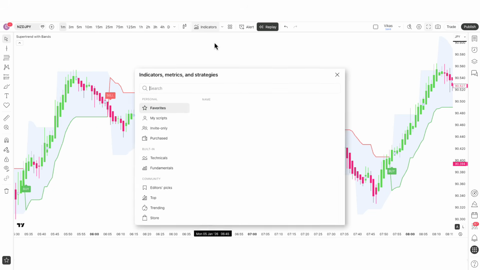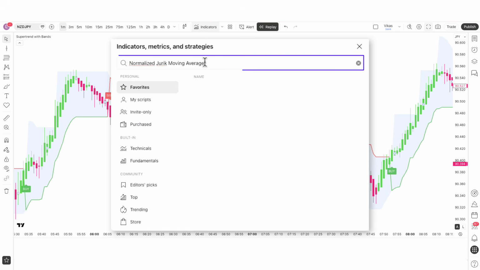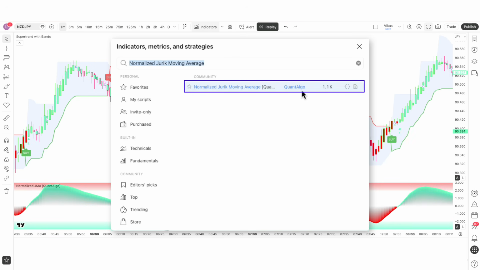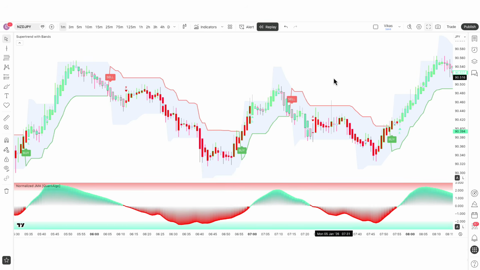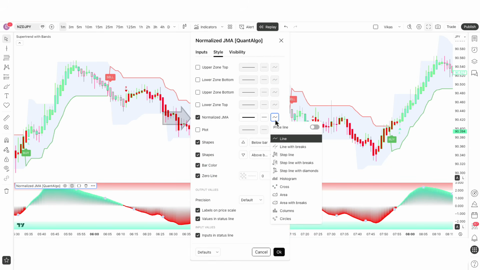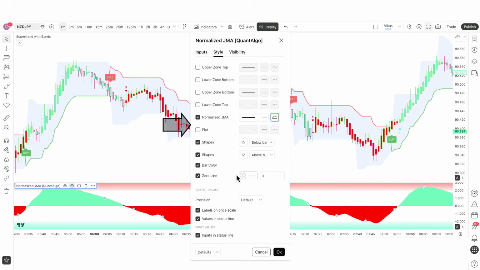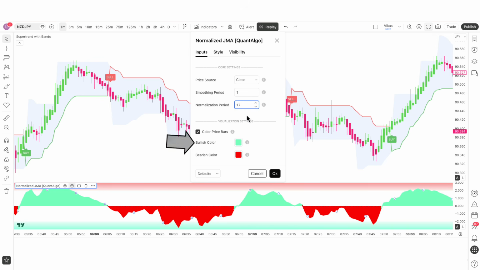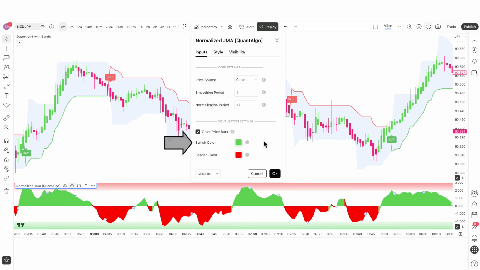Let's go to the Indicator Search tab, search Normalized Zero Lag Moving Average, and select the one called Normalized Zero Lag Moving Average Indicator, created by Quant Algo. Now let's access the settings of this indicator so we can modify it to suit our strategy. We have changed Normalized JMA line to area, and we have to keep these options hidden. And then change the smoothing period option from 14 to 1, and the normalization period from 30 to 17, and change the bullish color option. And here everything is fine after that.